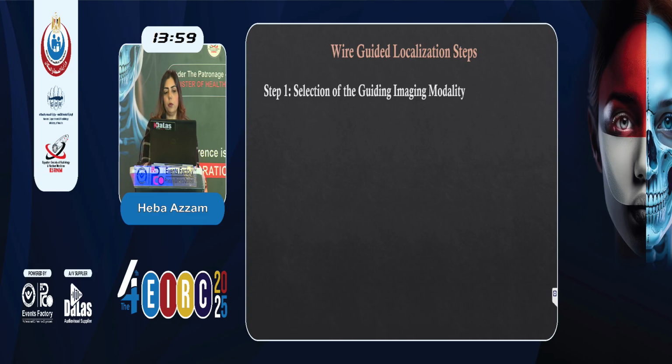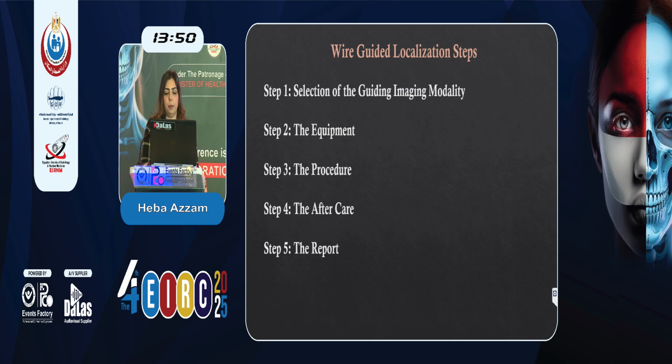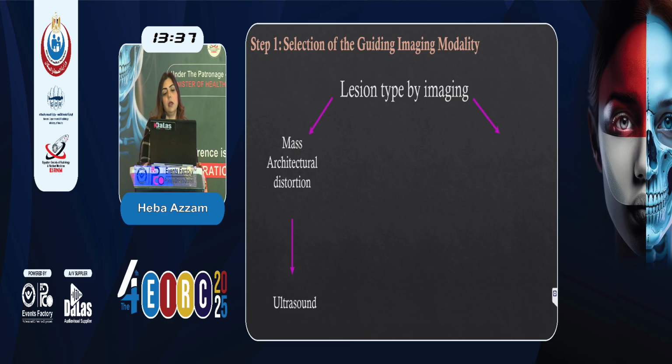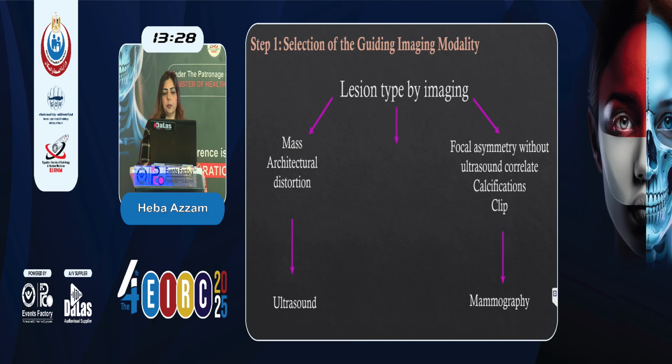The first step is the selection of the guiding imaging modality. Then the equipment, the procedure, the aftercare, and the report. For selection of the guiding imaging modality, we have to check the lesion type. If it's a mass or an architectural distortion, then we're going to use ultrasound for guidance. However, if it's a focal asymmetry without ultrasound correlate, calcification, or clip, we're going to use mammography for guidance.